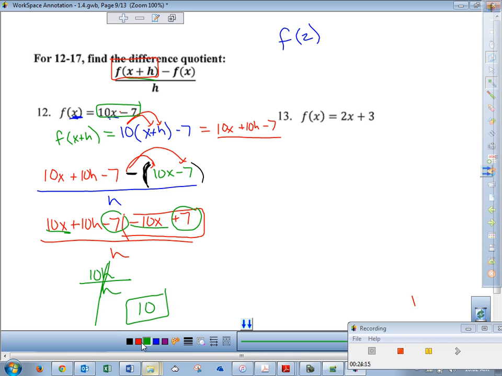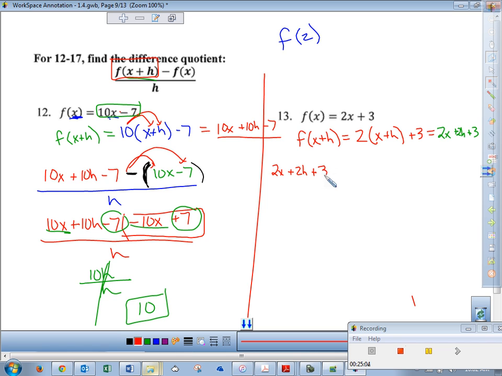They give me f of x. We need to find f of x plus h. So I will write that down. Where there is an x, you substitute the quantity of x plus h for it. And then take it one step further and distribute the 2. I'm running out of room. F of x plus h is really 2x plus 2h plus 3. Now we have all the ingredients we need for this formula. F of x plus h is really 2x plus 2h plus 3.